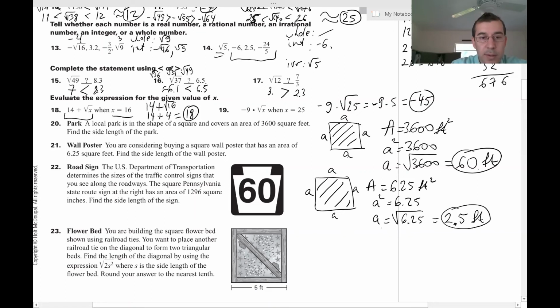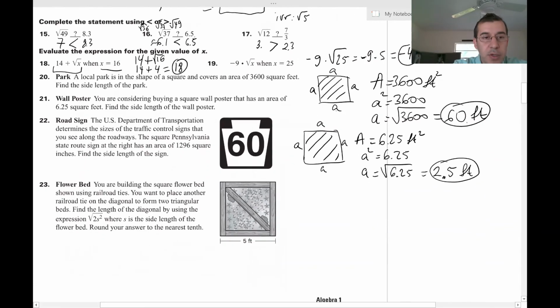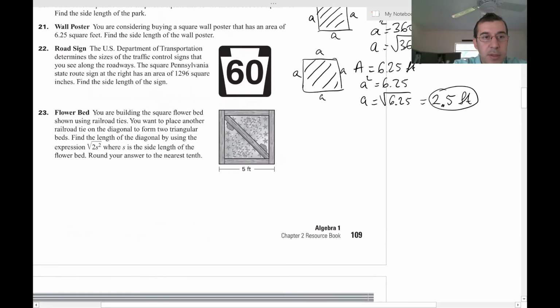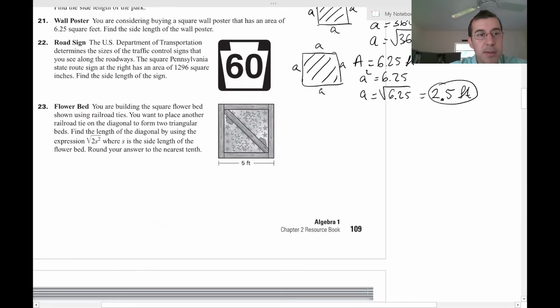That is 21. And then 22, road sign. The US Department of Transportation determines the sizes of the traffic control signs that you see along the roadways. The square Pennsylvania state route sign at the right, this one, has an area of 1296 square inches. Find the side length of the sign.